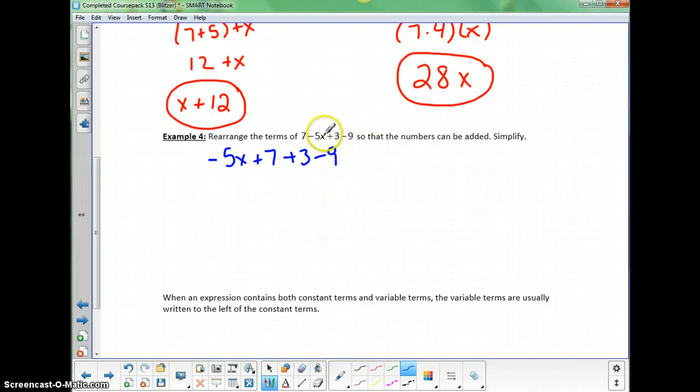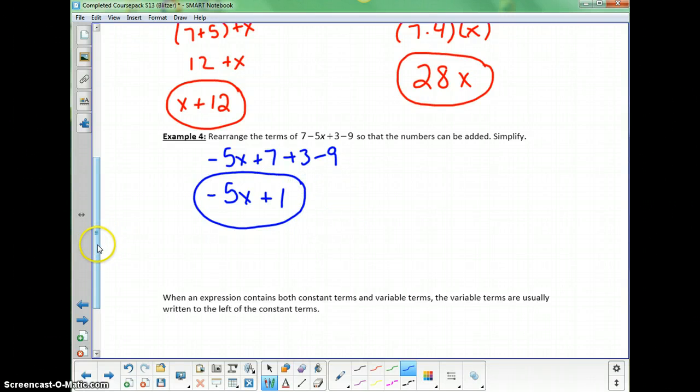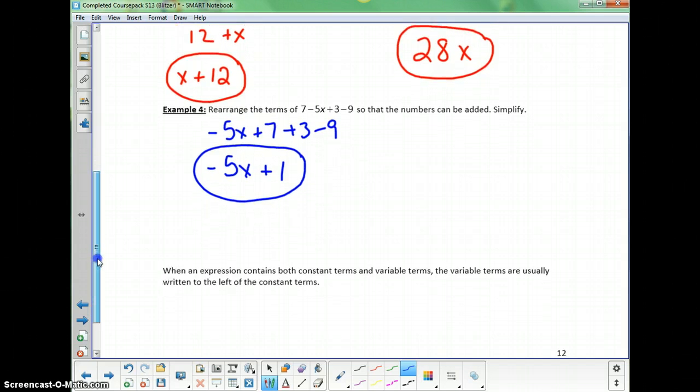Rearranging the terms puts the 7 with the 3 and the 9, and I'm just going to go ahead and add up the like terms, add up those constants. So I'm going to have negative 5x plus 7 plus 3 is 10, minus 9 is 1. That would be written already in the right form. We have the coefficient and variable first and the constant last.